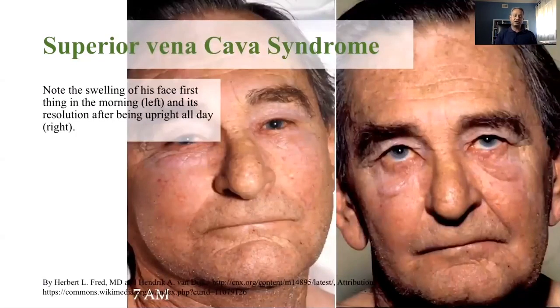This is another picture of the superior vena cava syndrome. Here, if you see the patient on the left, look at it, 7 a.m. The patient's face is swollen. And then as the patient stands up and the blood starts gravitating from the upper body towards the lower body and then back into the heart, the swelling has gone away.